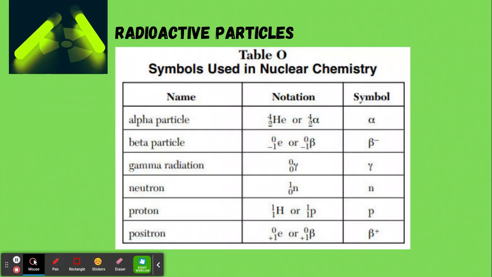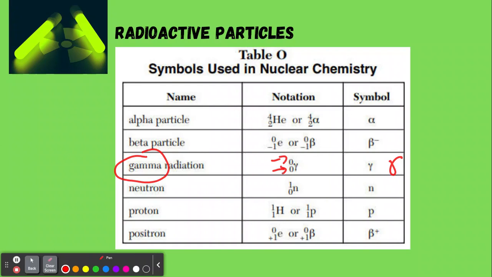Okay, so here's another screen that shows the different types of particles. One that I want to point out on here that we have not yet talked about is the gamma ray. Gamma radiation is represented by this symbol right here. This is a gamma symbol. I also want to point out that gamma radiation does not have mass or a charge. It has neither. So it is 0 over 0.